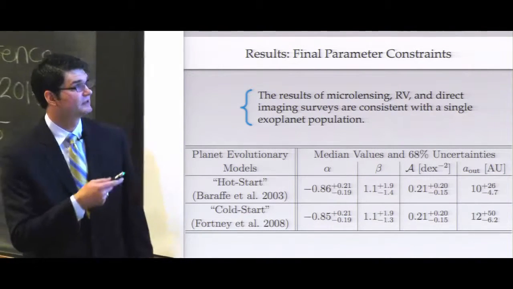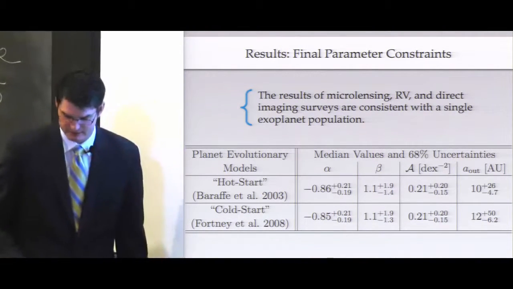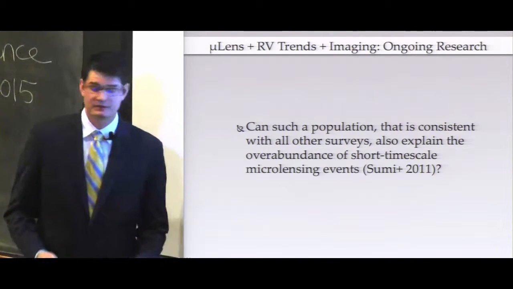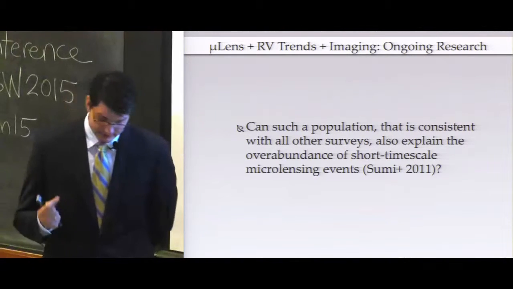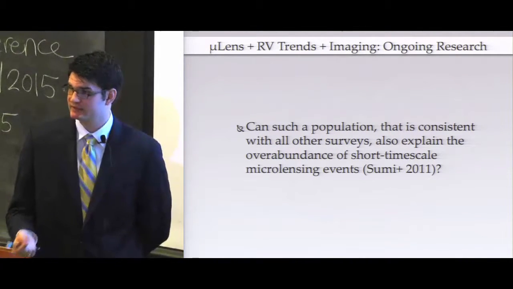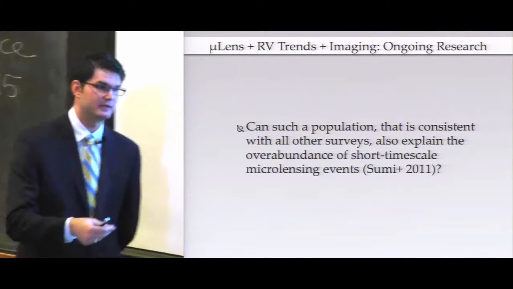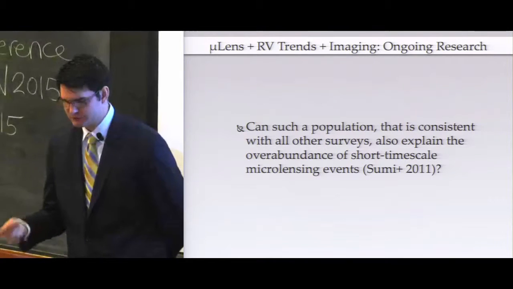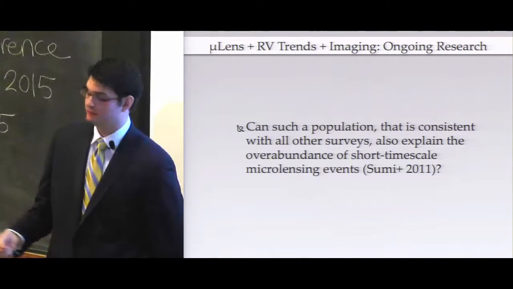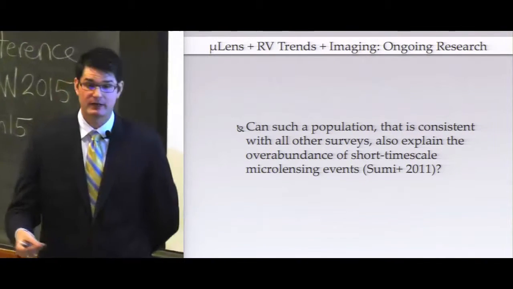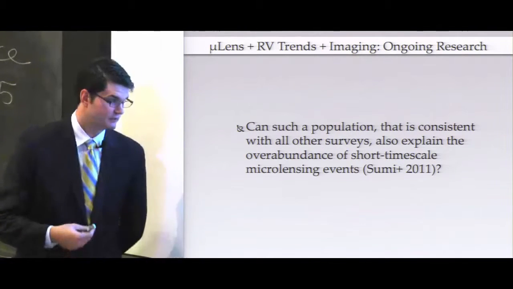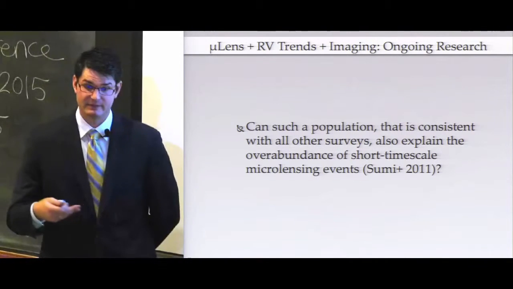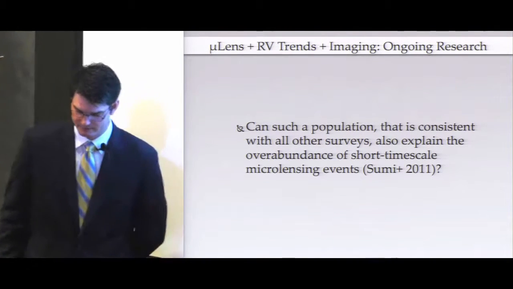And here I'm just showing the resultant median values and their 68% confidence intervals. So some ongoing research that I'm currently working on is to ask the question: is this population that we found, that's consistent with everything else, can this also explain at least a fraction of the short timescale microlensing events that Sumi et al. identify and argue are actually due to free-floating planets? So the question here is, are these things actually bound? And if so, are they explained by the same population that we find is consistent with all of these other surveys?